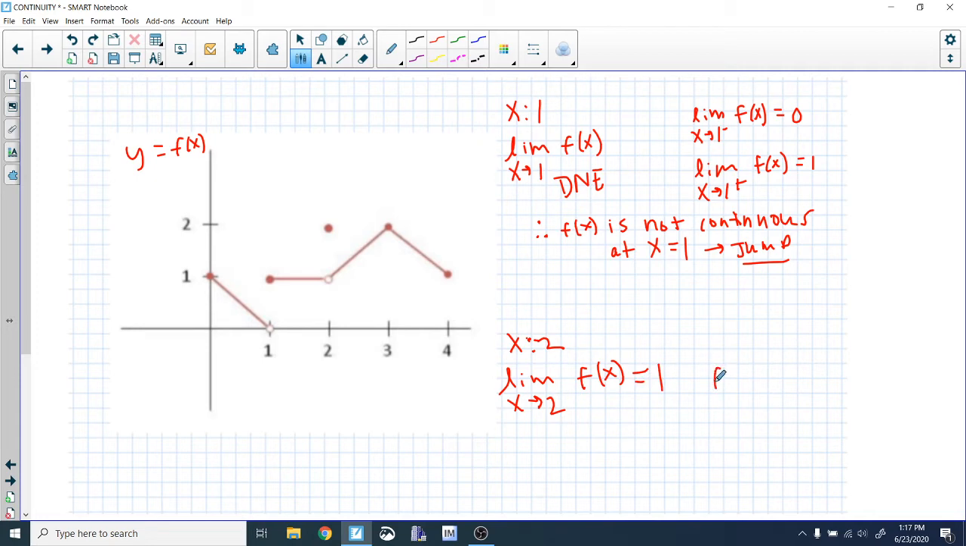However, f of 2, meaning where's the closed point when x is 2, it's up here at a y coordinate of 2. And since these do not match, we can say that f of x is not continuous at x equals 2. However, the type of discontinuity is different. Since your limit exists here, but it's not equal to the function value, you're going to call that a removable discontinuity.